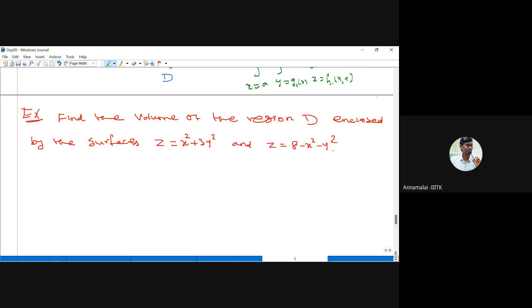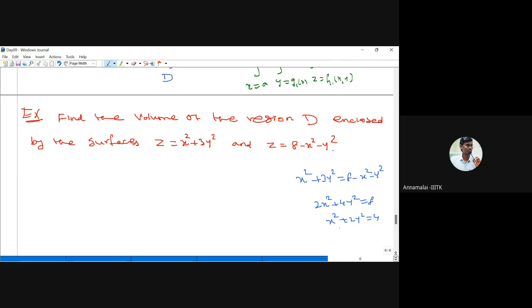Now it is given that these are the two surfaces for z. You have to simplify. You equate them to find the intersection. We get x square plus 3y square equal to 8 minus x square minus y square. If you take everything to one side, you'll get 2x square plus 4y square equal to 8. We can cancel 2, and we get x square plus 2y square equal to 4.